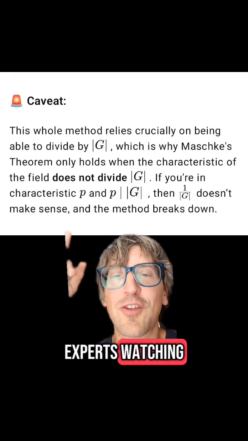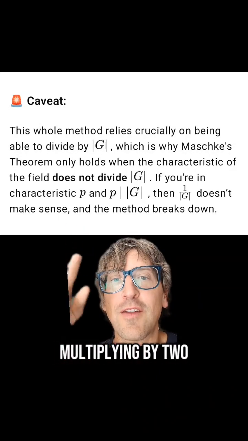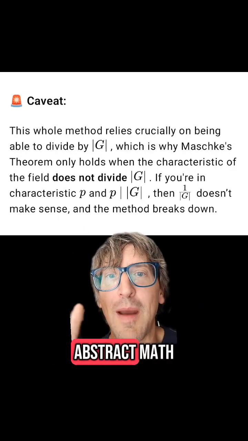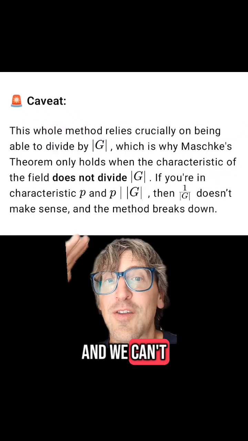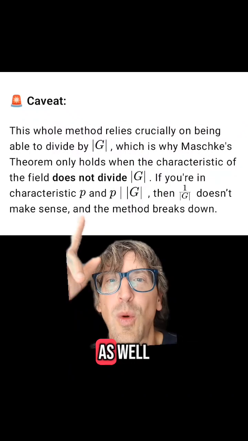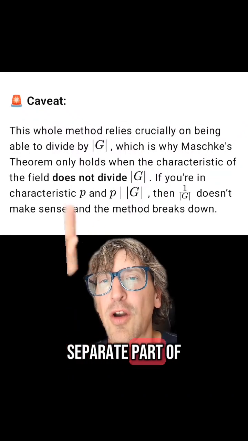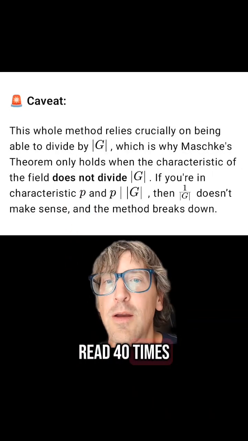Now for the experts watching the video, I know what you're going to say. Yeah, the whole point is that doubling everything, multiplying by 2 in some weird abstract math things, can be the same as multiplying by 0, and we can't divide by 0, and that's the issue. And yeah, ChatGPT knows this as well. But it knows it in a separate part of its brain. This is some caveat at the end that I'm sure it read 40 times when it read this proof in 40 different textbooks.